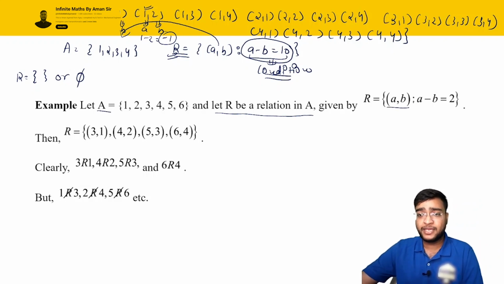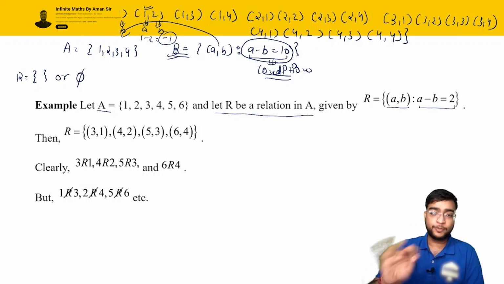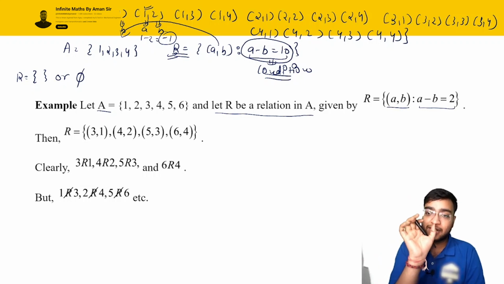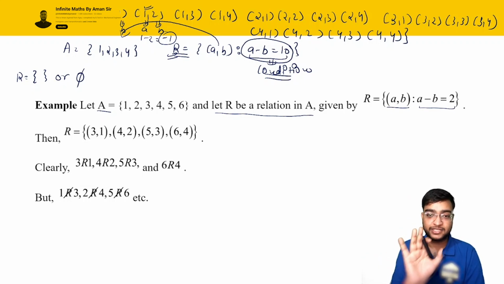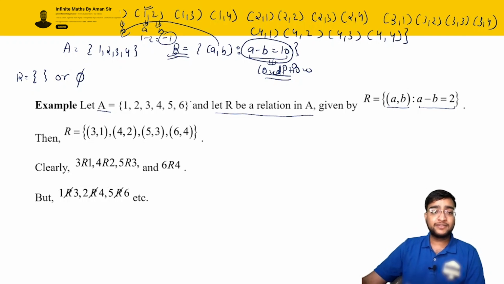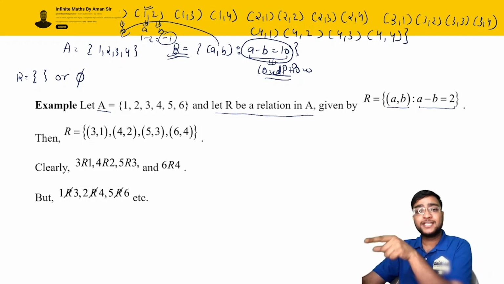Given that R, what is my relation? That is A comma B, an expression related to A minus B equal to 2. No problem, sir. So I can give the relation here: only A minus B equal to 2.